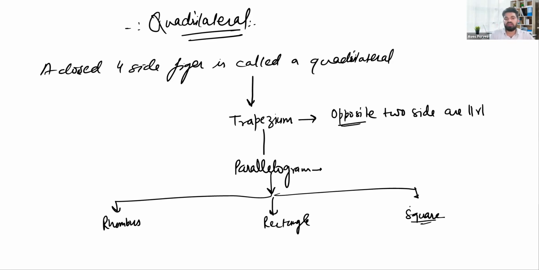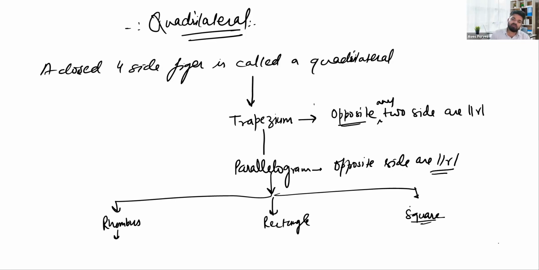We can say any two sides are parallel, not necessarily opposite. We write here any two sides are parallel. And here we will have the two opposite sides. If in a quadrilateral the opposite sides are parallel, then it is a parallelogram.